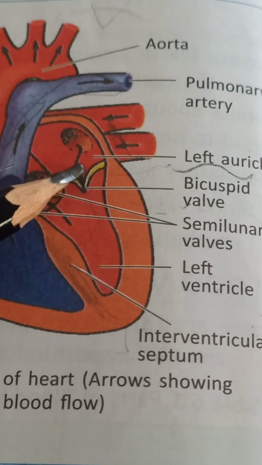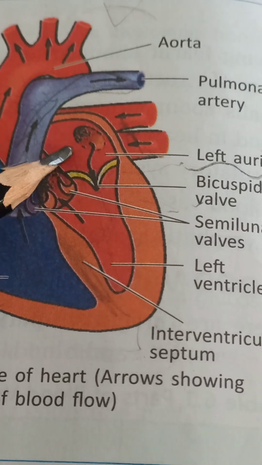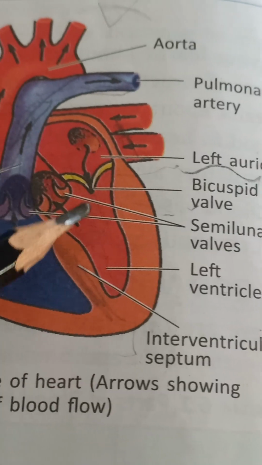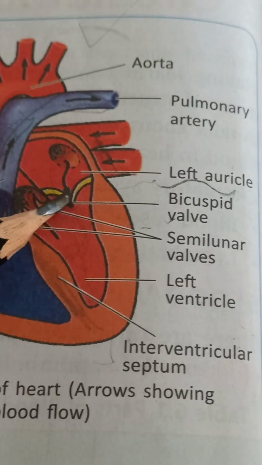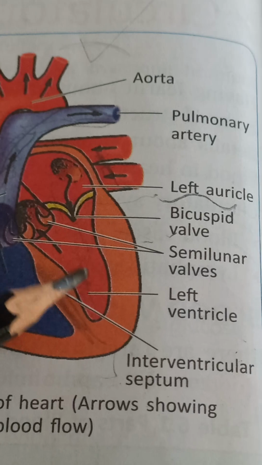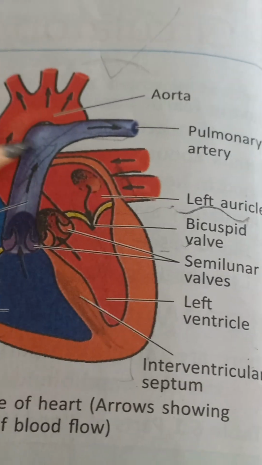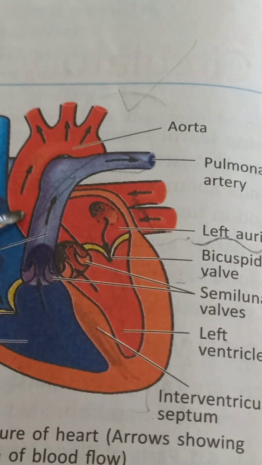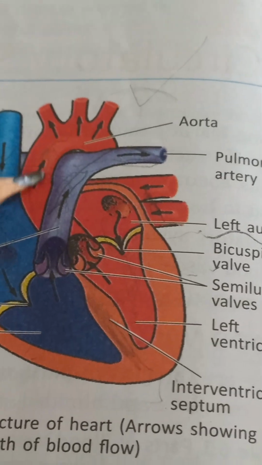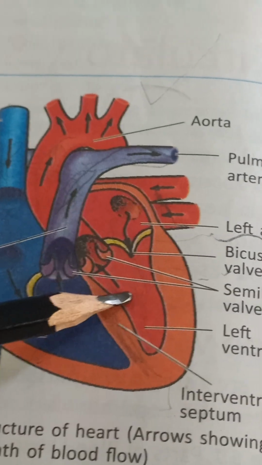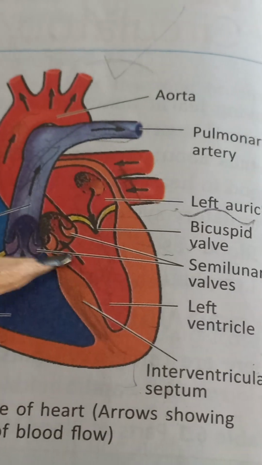So when this valve is open, the blood will come from the left auricle to the left ventricle, and the bicuspid valve will allow the blood to flow. Now this oxygenated blood needs to go to the main blood vessel, that is the aorta. See, the aorta is the main distributing artery, the biggest, largest artery of the body. It originates from the left ventricle.